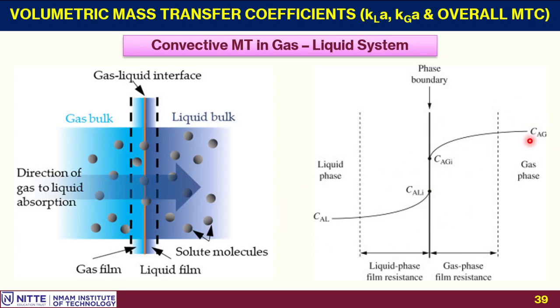The mass transfer here is taking place from gas to liquid. If it were liquid to gas, exactly the opposite would be the case. That is, the liquid side will have the higher concentration profile, and the gas will have the lower concentration profile. You can apply this concept to any liquid liquid, solid liquid, or solid gas system. As examples, you have extraction, drying, distillation, or even the case of adsorption. So for all these mass transfer operations, you can use this particular concept.